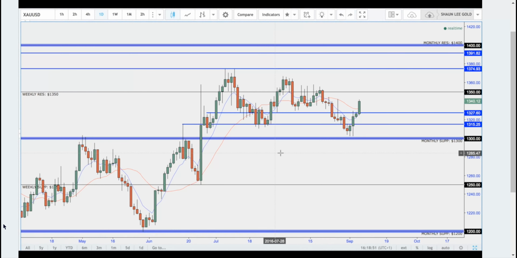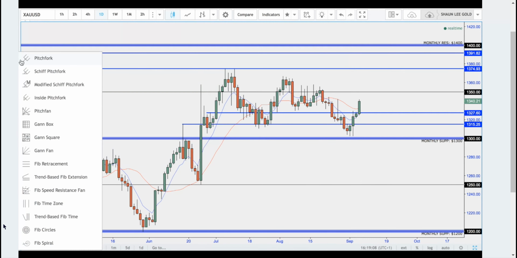Okay guys, we're going to go a little bit deeper onto the smaller time frames now, and I'm just going to highlight what we need to really look for in terms of how to use Fibonacci as a confluence with our entry strategies, okay? So we've got gold here in front of us on the daily, and I just want to recap from the last video.